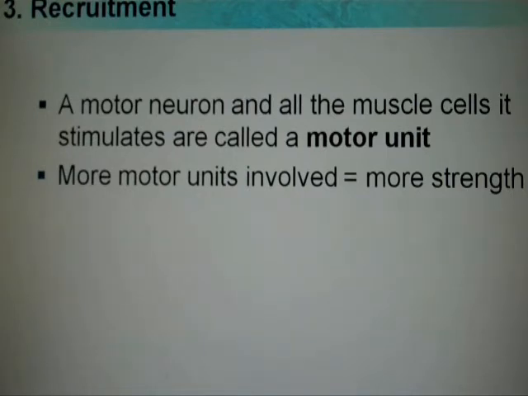Alright, so I have a nerve cell that's stimulating some muscle fibers. Some nerve cells will stimulate large motor units, others will stimulate small motor units. The more motor units that can be involved, the more strength you're going to exert on that movement. So think of it kind of like recruiting for the Army. If the recruiter's doing his job and getting a lot of people to sign up, then the Army is going to have maximum strength. There's going to be lots of people to be able to do lots of things.